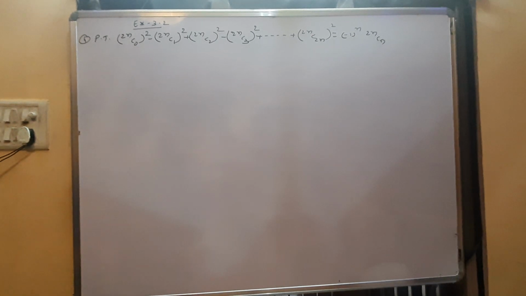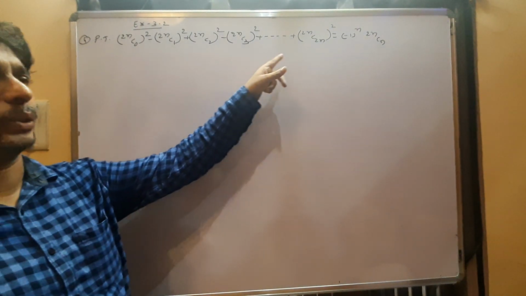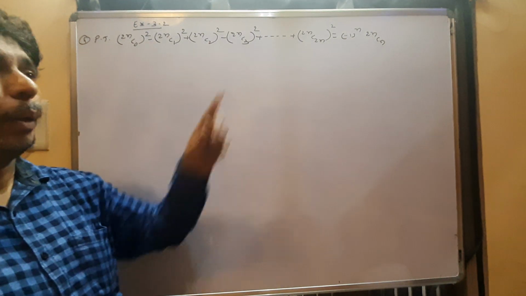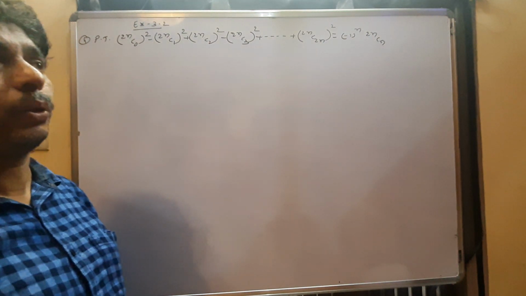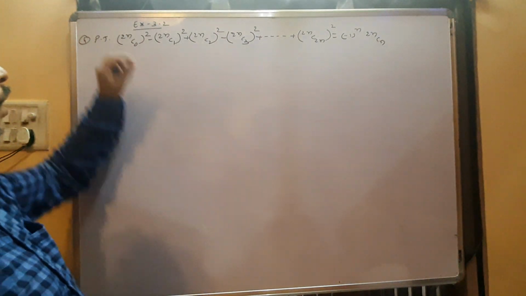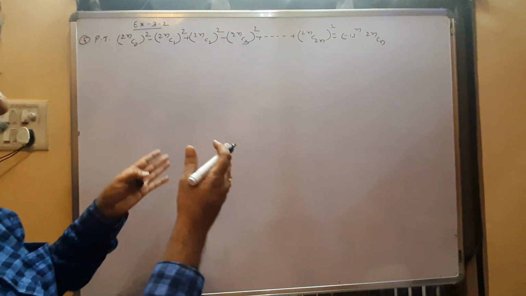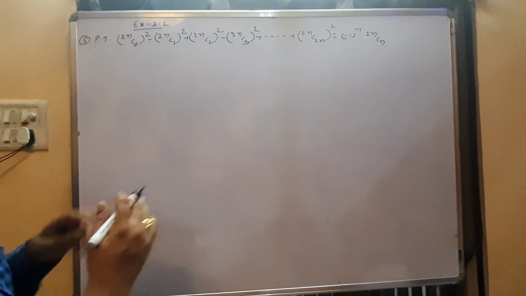We proved one theorem: C0 square minus C1 square plus C2 square minus C3 square plus and so on, Cn square equal to minus 1 whole power n by 2 into NC n by 2 when n is even. Now 2n is even, so you can apply the formula. Otherwise, you have to go through the procedure. You can go through the procedure.